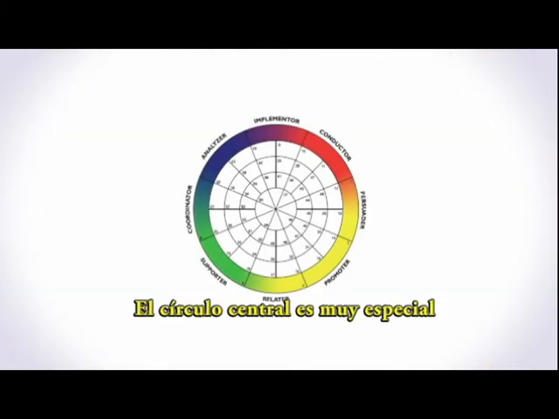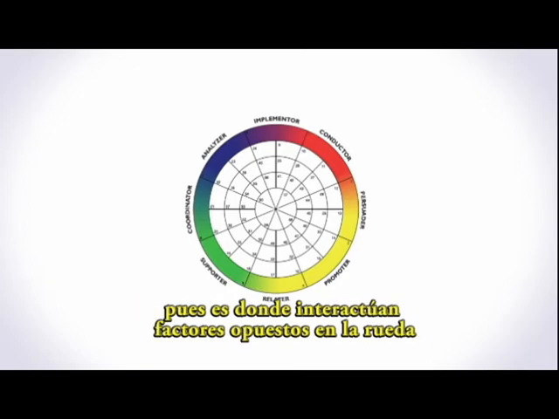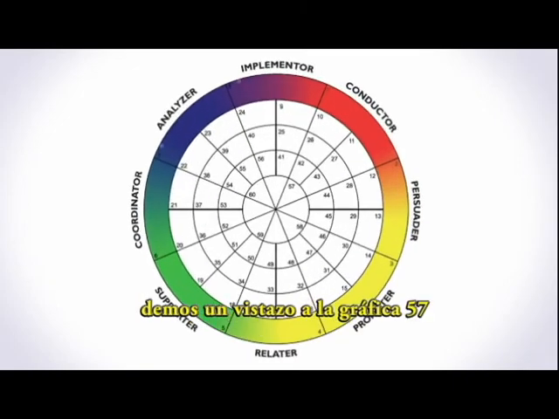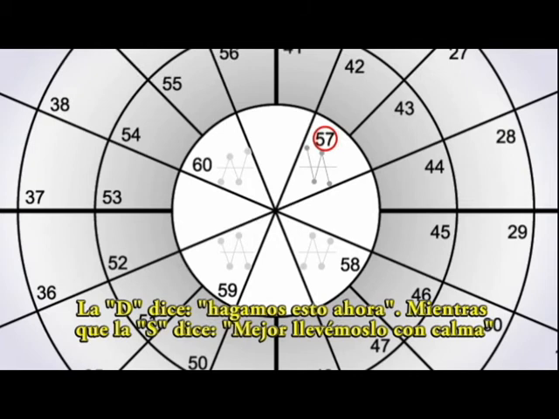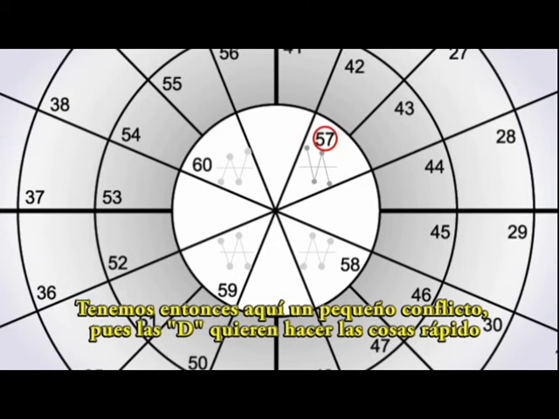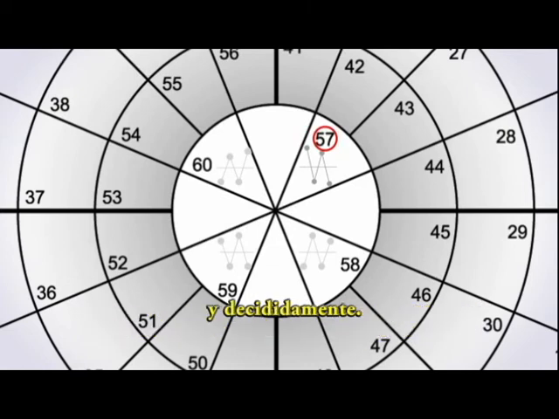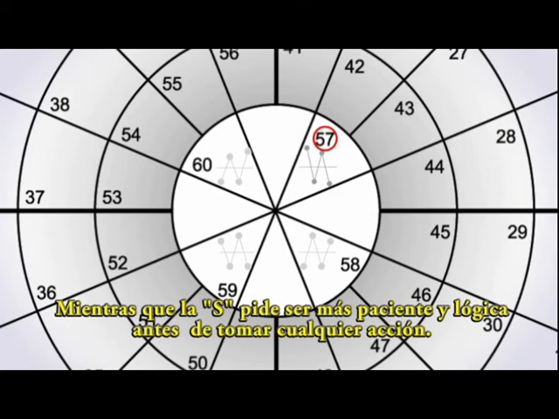The center ring is a very special ring, and we're pulling from across the wheel. Let's look at number 57. We have the D highest and the S above the line with that. The D says, let's do it now. And the S says, well, maybe we shouldn't move quite that fast. Maybe we should think it over. So we have a little bit of a conflict from D's liking to do things quickly and be decisive, and the S wanting to be logical, think it through before taking action.